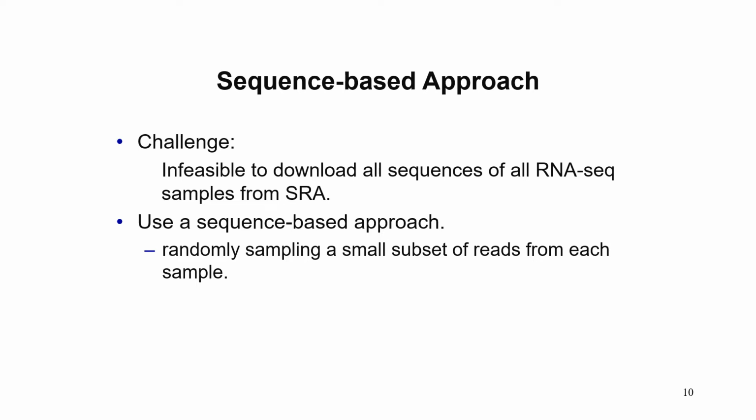To perform representative set selection, one needs to obtain gene expression vectors of, or distances between, all RNA-seq samples in the SRA. However, it is infeasible to download all sequences of all RNA-seq samples from the SRA to obtain their gene expressions. Thus, we use a sequence-based approach for representative set selection by randomly sampling a small subset of reads from each sample.